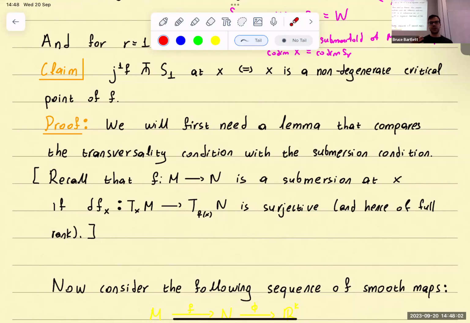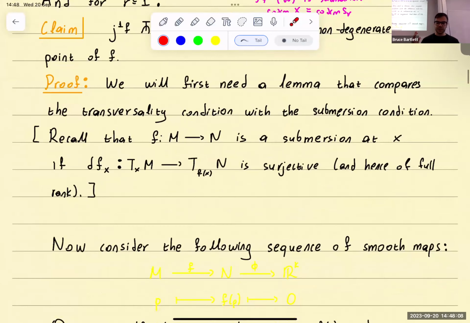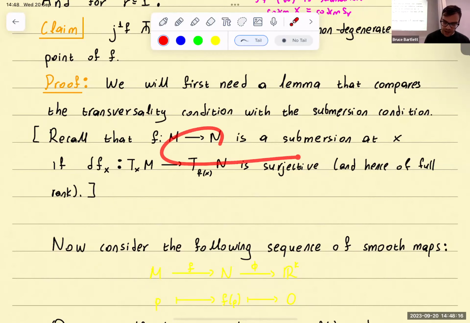And first we're going to need a lemma. It's a very cute lemma, and it compares the transversality condition with the condition of being a submersion. So recall that a smooth map is a submersion at X if the differential is a surjective map. And being surjective actually implies that it's full rank.